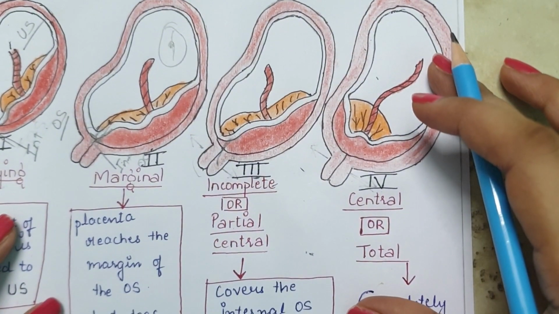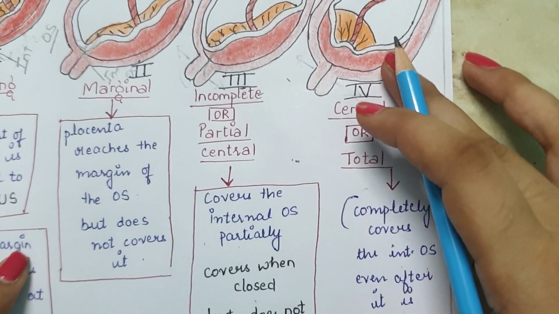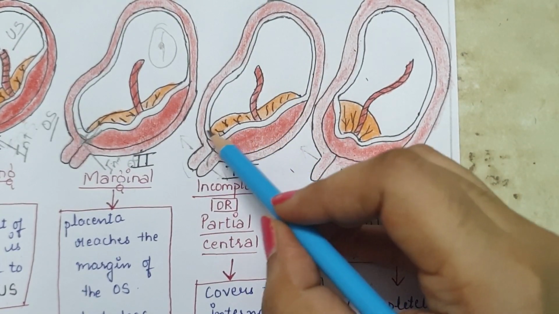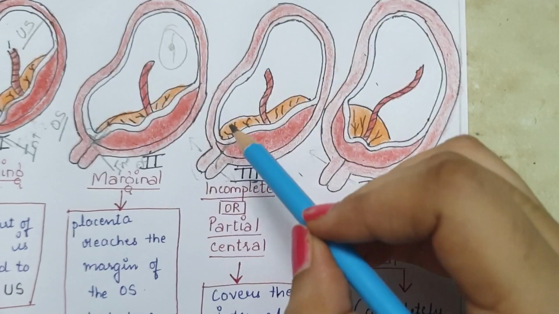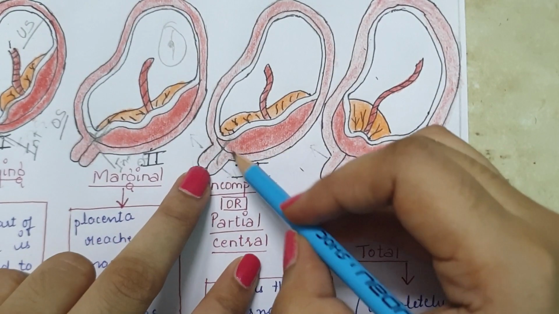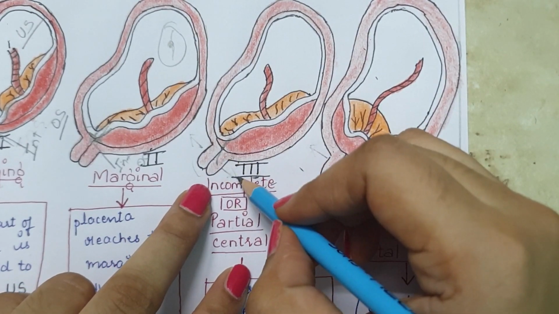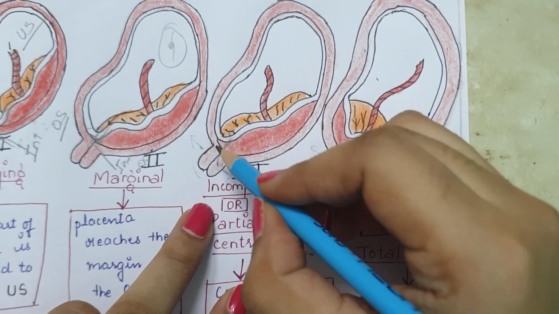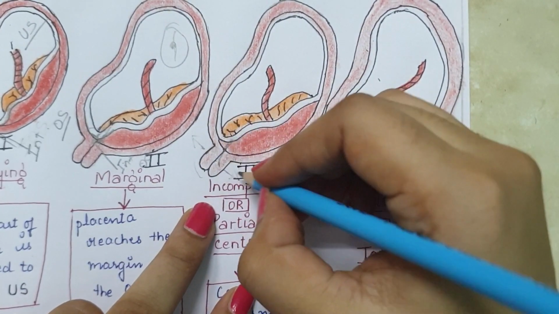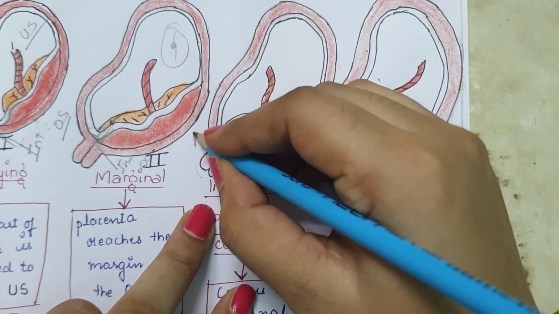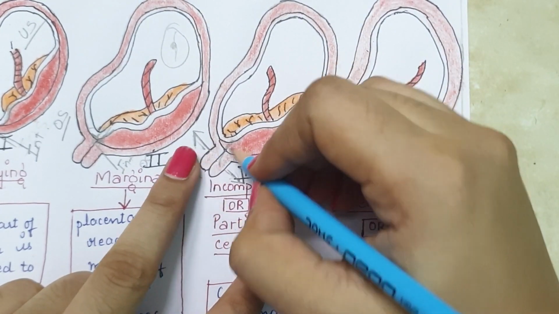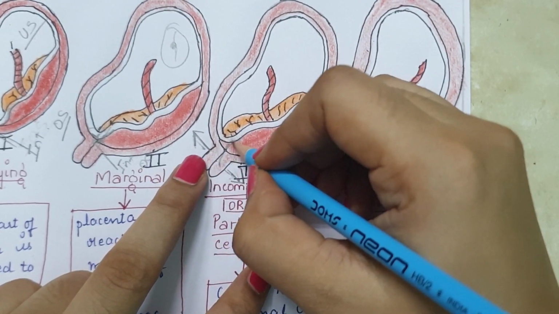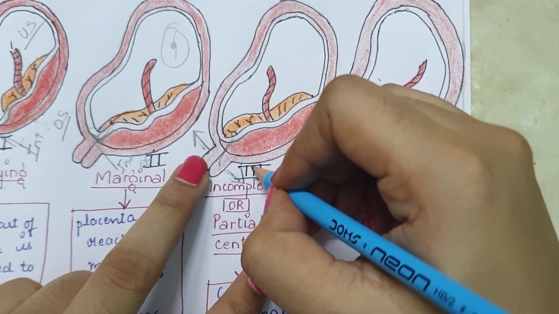Next is incomplete or partial central. In this case, the placenta covers the internal os partially. How? Like this is a closed internal os. In this case, the placenta covers the internal os. But when the internal os opens, like in the case of full dilatation of cervix, this placenta does not entirely cover this internal os. It partially covers the internal os.